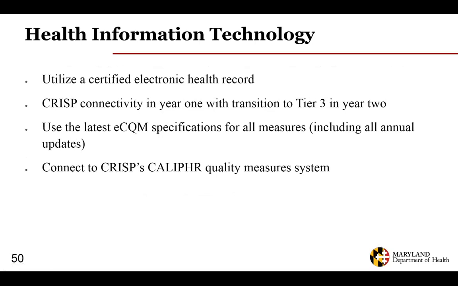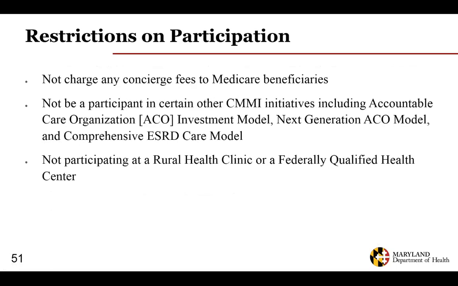So restrictions. You can't charge any concierge fees to Medicare beneficiaries. You can't be a participant in an ACO, a Next Gen ACO, or in a Comprehensive ESRD model, or be part of a rural health clinic or a federally qualified health center. The reason for some of those is that they're already under an alternate payment arrangement, and CMS considers that double dipping. So that's why some of these people aren't eligible for this model. Okay, so the next slide.